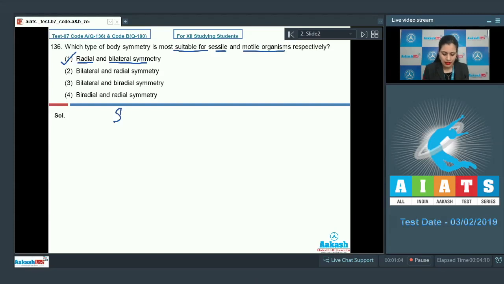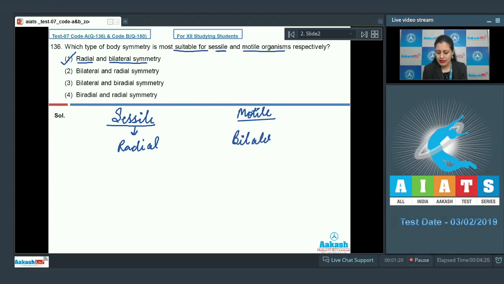Which means that sessile organisms have radial symmetry, whereas motile organisms, the most suitable symmetry is bilateral symmetry. The radial symmetry in sessile organisms is advantageous as it helps the animal to gather food from all sides and also to react to the enemies from all sides. So, radial symmetry is more beneficial for sessile organisms.